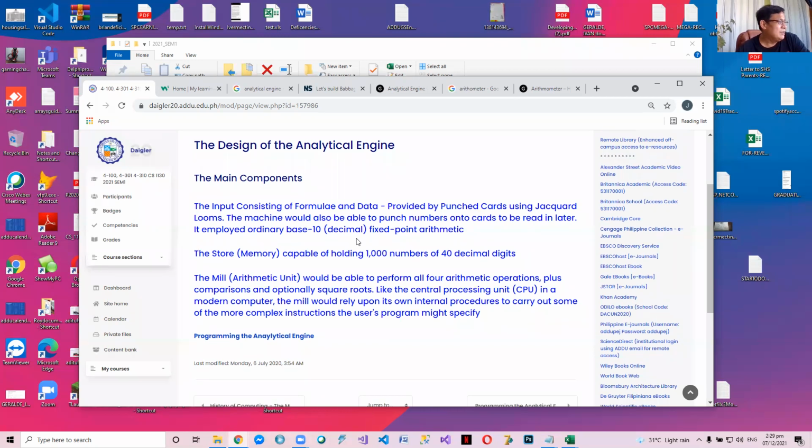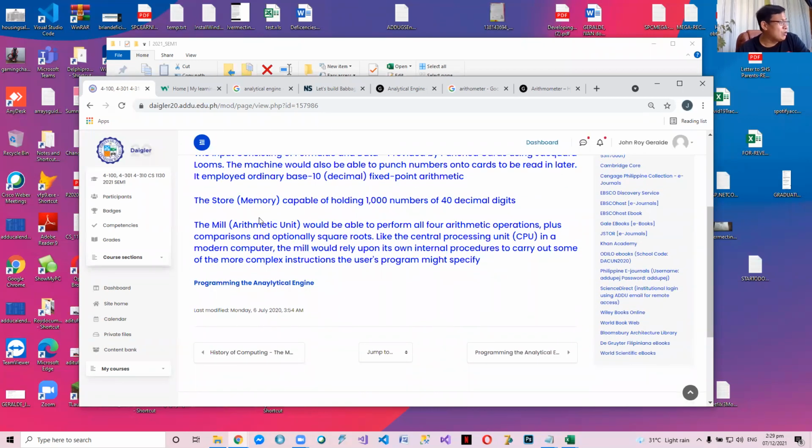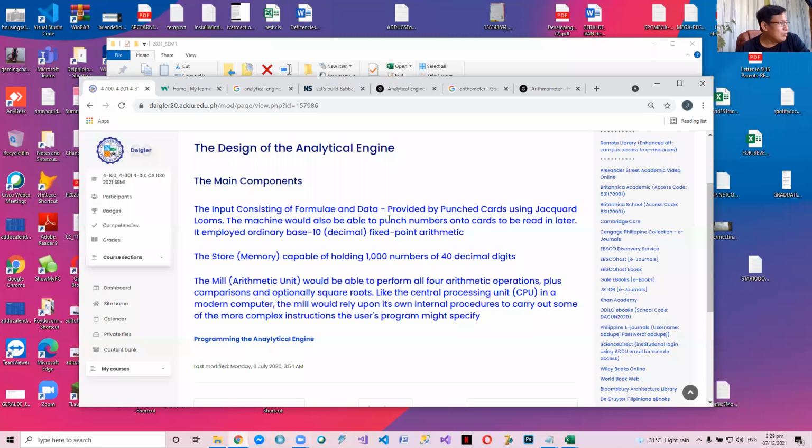It has a component called the store. Originally, it's called the store. Nowadays, we call them the memory. So meron na siyang memory, but Babbage calls them the store, capable of holding 1,000 numbers of 40 decimal digits. Do you follow? So each number pala is not 10 digits but 40 decimal digits. We don't know where the decimal point is here.